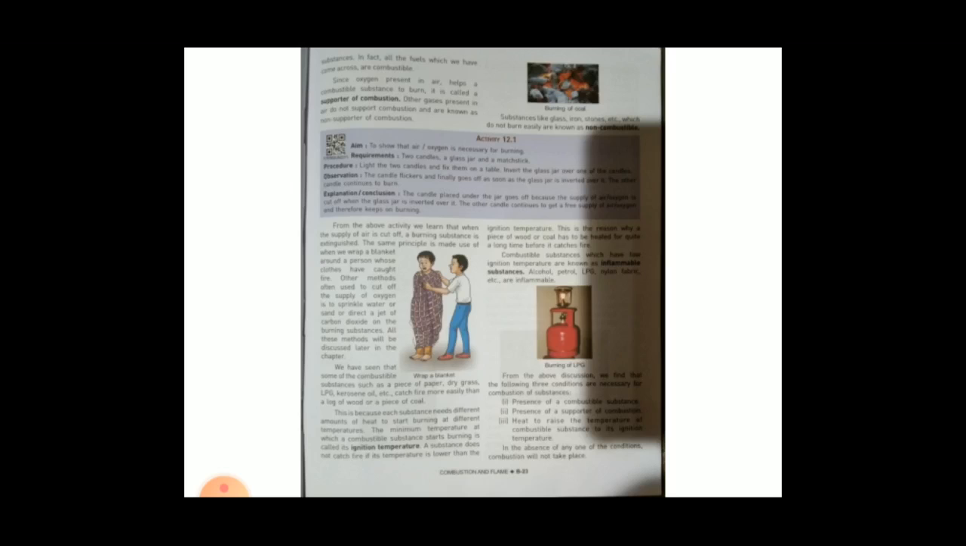Observation: the candle flickers and finally goes off as soon as the glass jar is inverted over it. The other candle continues to burn. Conclusion: the candle placed under the jar goes off because the supply of air or oxygen is cut off. The other candle continues to get a free supply of air or oxygen and therefore keeps on burning. So we say oxygen, or air, is necessary for combustion.